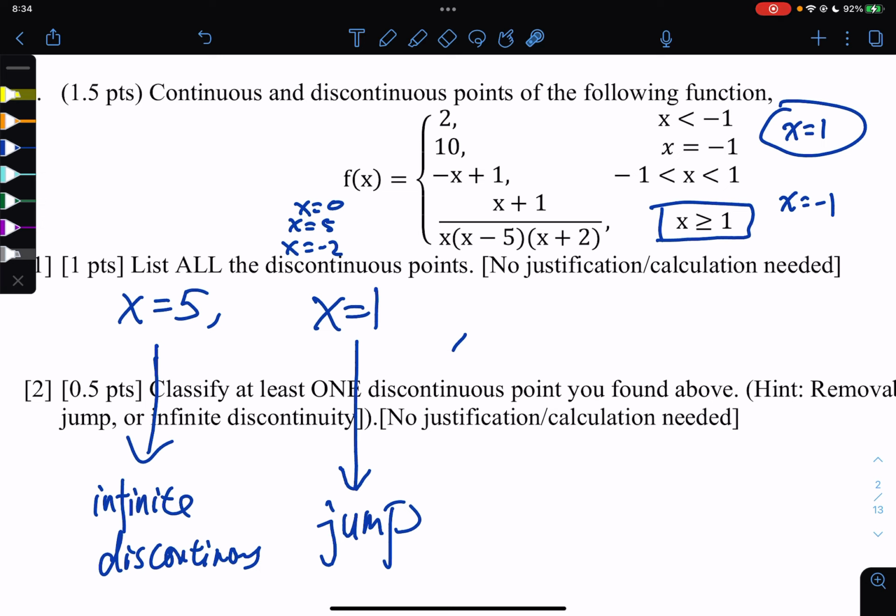Well, let's look at the last piece, x being -1. If I'm approaching -1 from the left, I read here that when I'm less than -1, my function value is 2, so I'm approaching 2. When I'm at -1, my function value is 10, so I'm up here. And then when I'm on the right side of -1, I'm going to plug in here to find the limit, because that's what's going on when x is greater than -1. So I have negative -1 plus 1, which is 2. So it's the same height here again.